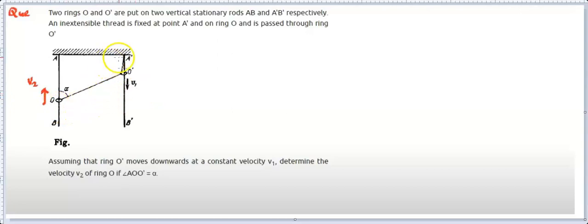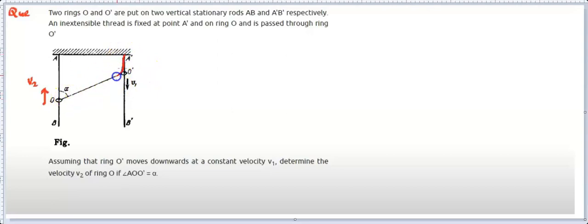Which can be easily found out once we find the relation between these two. The question says the string is tied over there and passes through this ring and then connected to this ring. Thus the length of the string will remain constant, so that can be one of the constraint ways. Another could be summation T dot v. So we are going to use the summation T dot v, and let's see how we can find it out.